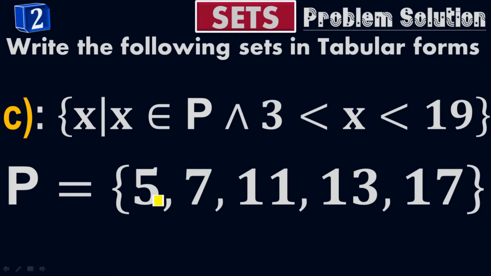Therefore, the starting value will be 5 and the last value will be 17, which is lesser than 19. We already know what a prime number is. It is a number which is fully divisible by 1 and by itself, not by any other value. So it is the tabular form of C.